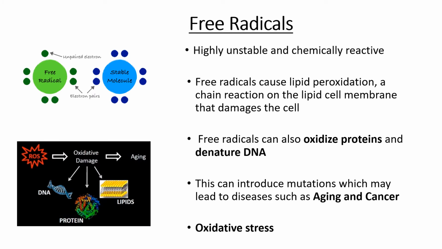To start off, free radicals are unstable species that are missing an electron in their outermost orbital, which makes them highly unstable and chemically reactive. As a result, they can oxidize our proteins and cell membranes, as well as denature our DNA, which can lead to diseases such as aging and cancer. This is a condition known as oxidative stress.